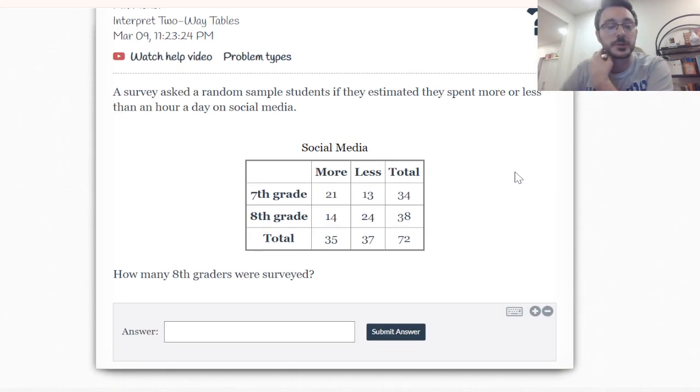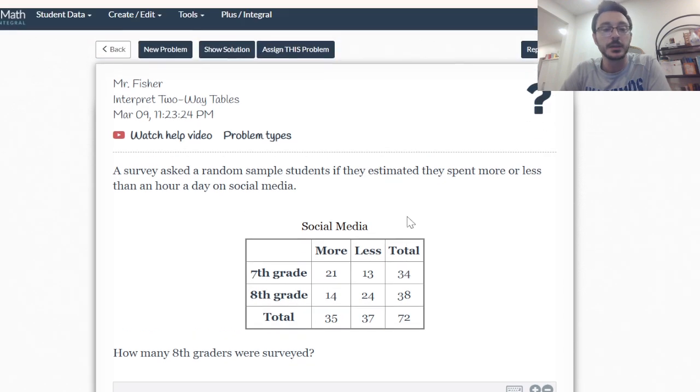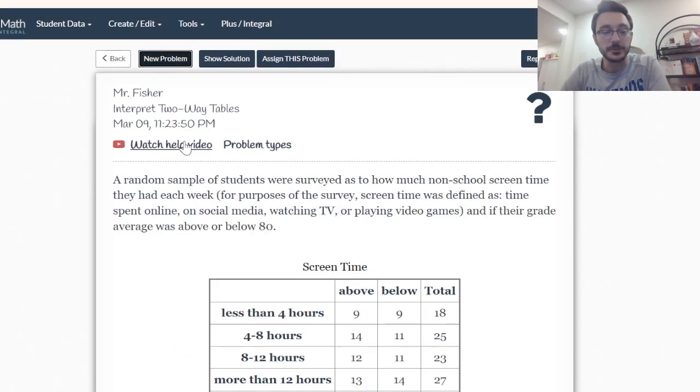The first one is basically more or less reading the table and explaining the data. So like in this instance, it's about 7th and 8th graders on social media. So it says how many 8th graders were surveyed. So you can look at the 8th grader row and go to total and find that it's 38. Let's see if we can get another one that's a little different.